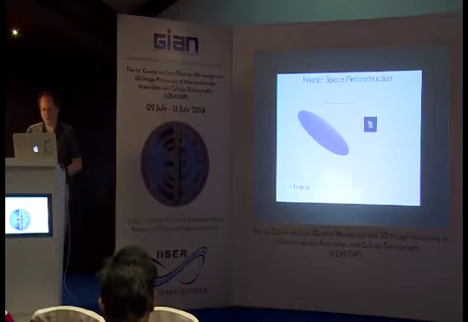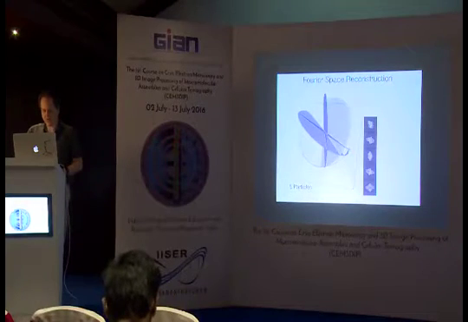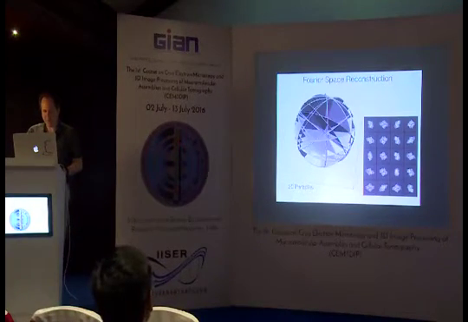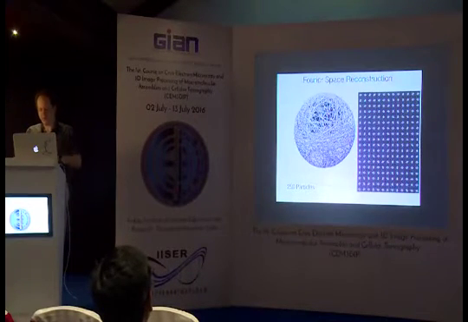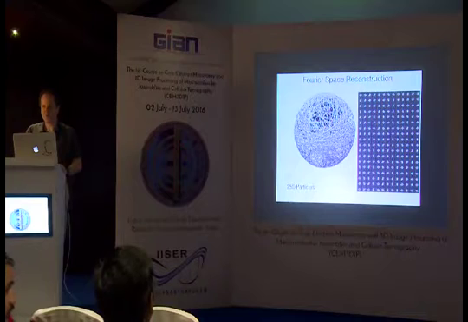We have our class average. We know its orientation, so we insert this slice in Fourier space. Then we insert more slices in Fourier space and more slices in Fourier space, and eventually we've filled up this Fourier volume, and we invert the Fourier transform, and we get our structure out.